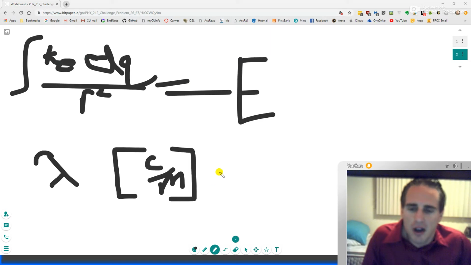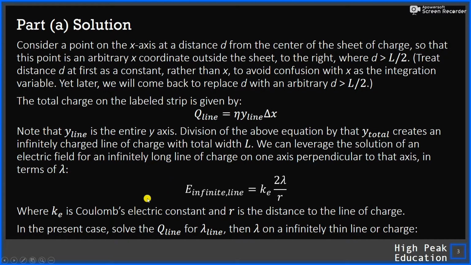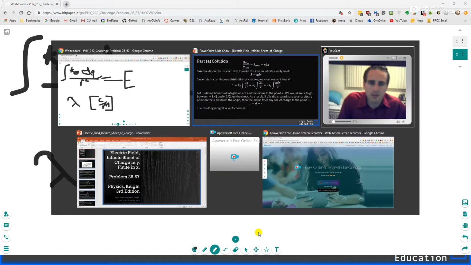So we want to see if we can leverage that solution. This is something you can look up in a lot of textbooks. Ke again is the Coulomb's electric constant, about 9 times 10 to the 9th Newton meter squared per Coulomb squared. R is the distance away from the line of charge. So let's take this Q line equals eta times y line times delta x, and solve for lambda line, and then let's get lambda on an infinitely thin line of charge. That's what we'll do here on the next slide.